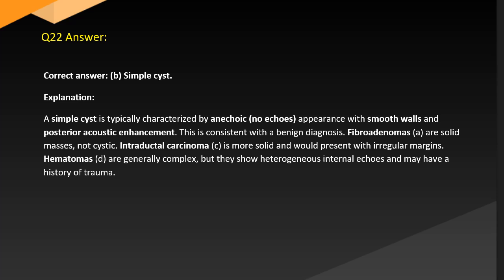Answer. Correct answer B. Simple cyst. Explanation: a simple cyst is typically characterized by an anechoic appearance, no echoes, with smooth walls and posterior acoustic enhancement. This is consistent with a benign diagnosis. Fibroadenomas A are solid masses, not cystic. Intraductal carcinoma C is more solid and would present with irregular margins. Hematomas D are generally complex, but they show heterogeneous internal echoes and may have a history of trauma.